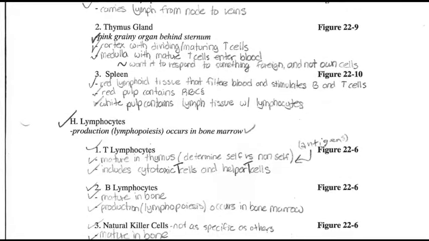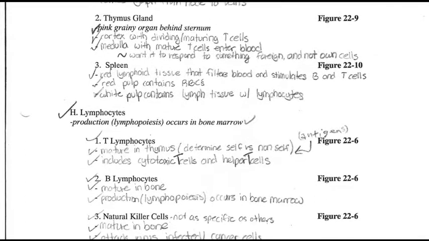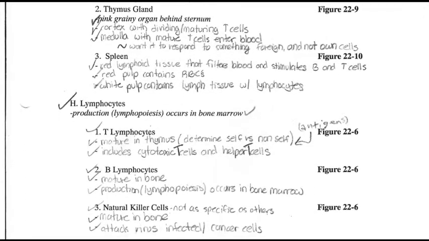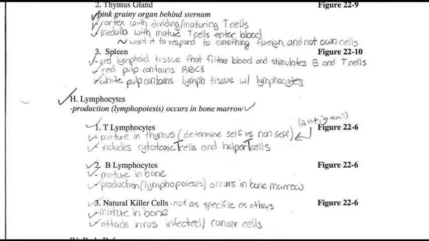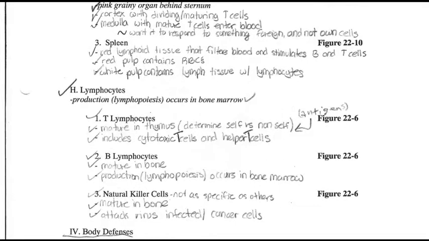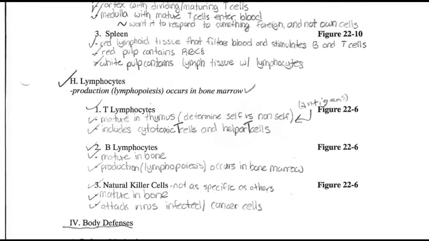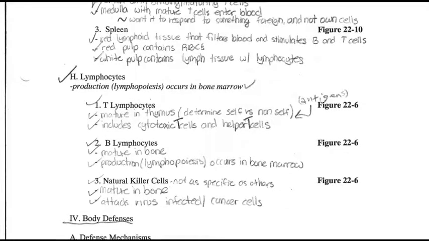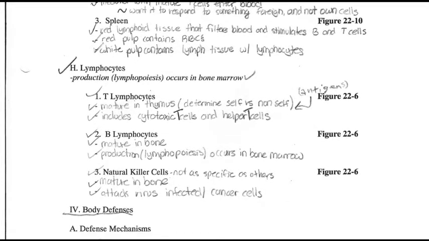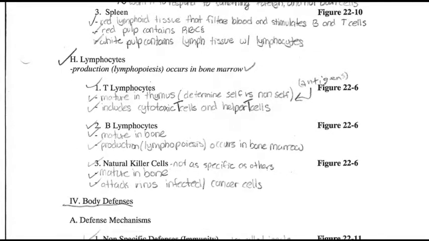Lymphocytes. Production occurs in bone marrow. Lymphopoiesis is the production of lymphocytes. 1. T lymphocytes. These mature in the thymus. T lymphocytes determine self versus non-self antigens. T lymphocytes include cytotoxic T cells and helper T cells.